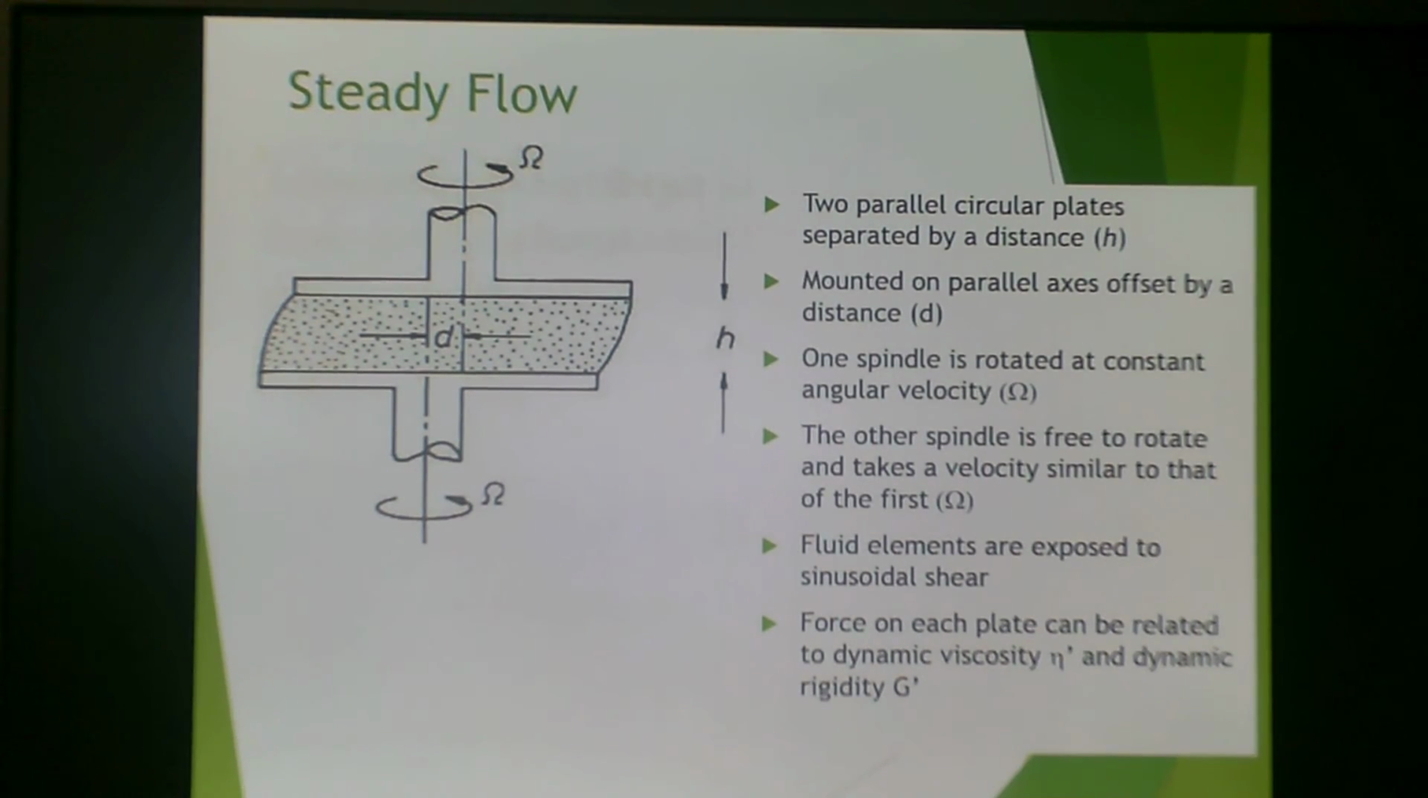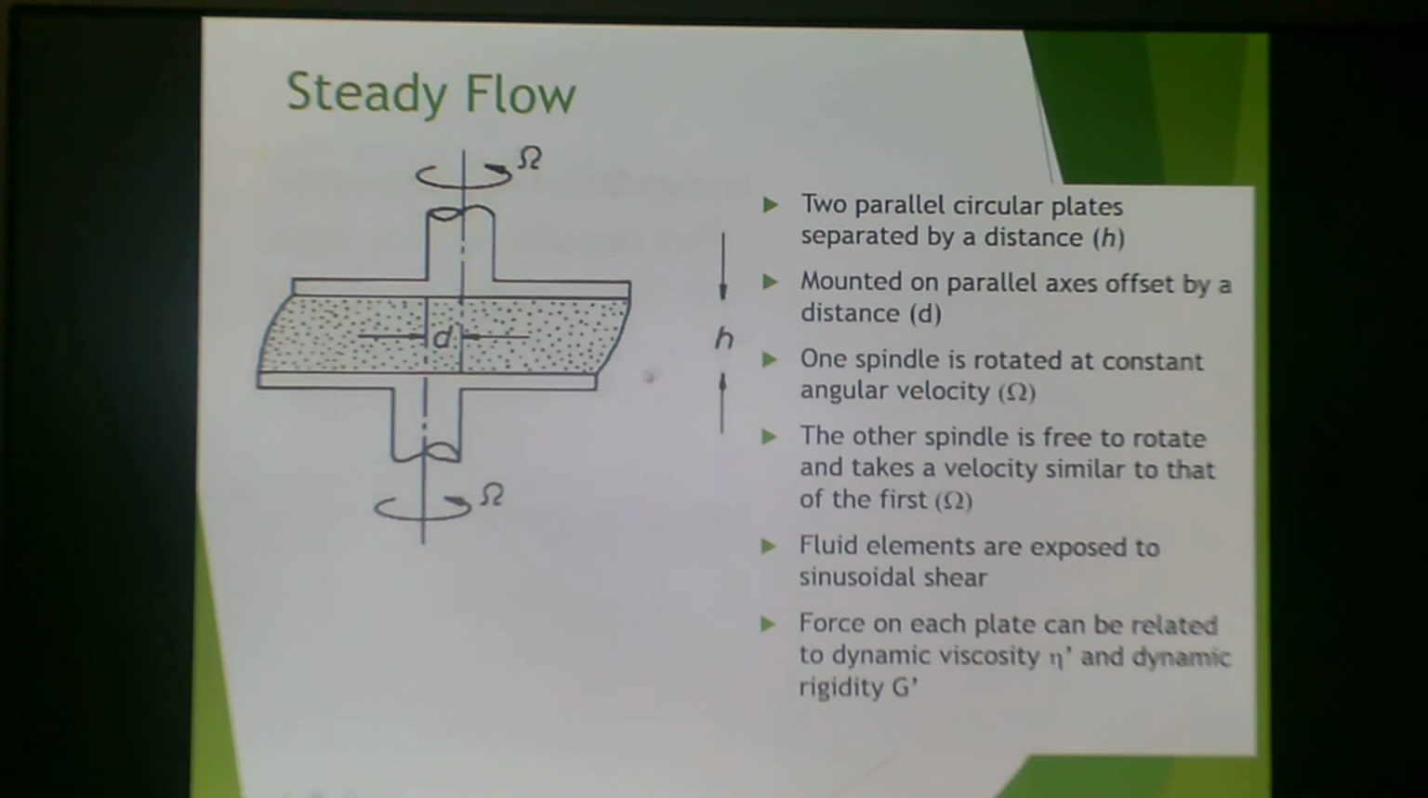So here's an example of steady flow. There's 2 parallel circular plates separated by a distance h here. So separated by this distance, that represents h. They're mounted on a parallel axis offset by a distance. So the distance is between this axis and this axis. So this distance here, d. One spindle is rotated at a constant angular velocity. The other spindle is free to rotate and takes a velocity similar to the first. The fluid elements themselves, so the material between the two, is exposed to sinusoidal shear, and the force on each plate can be related to dynamic viscosity and dynamic rigidity.